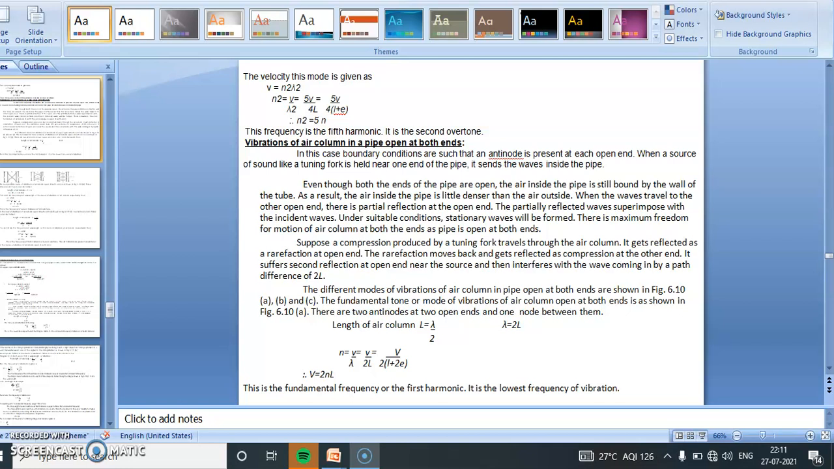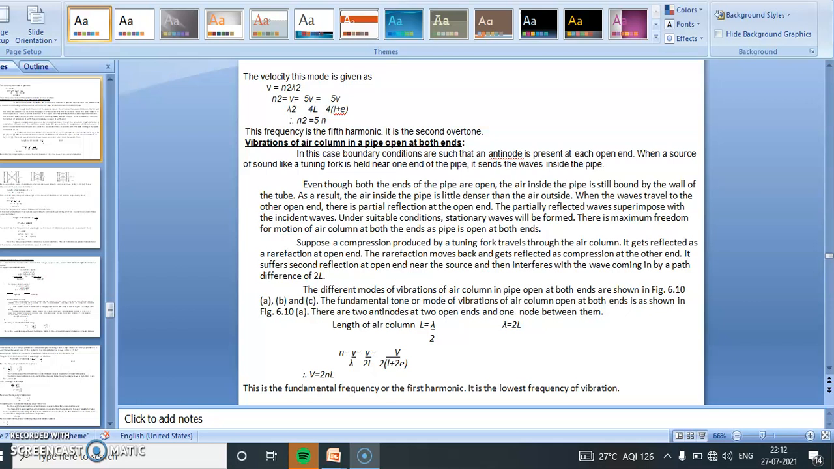Hi friends, today we study vibration of air column in a pipe open at both ends. Okay. Today we are going to study the vibrations of air column in a pipe open at both ends. In this case, boundary conditions are such that an antinode is present at each open end.